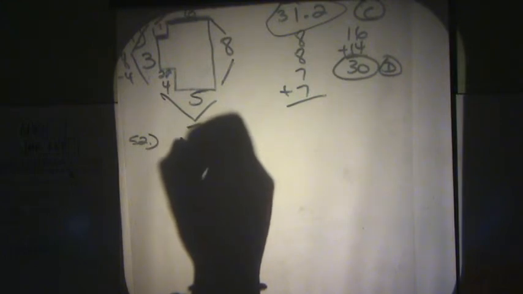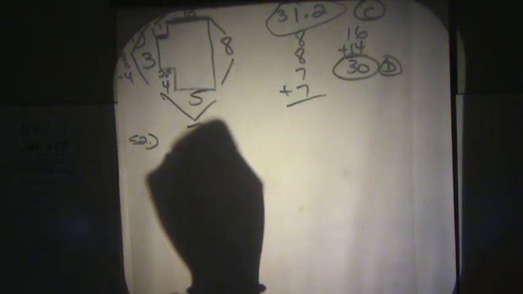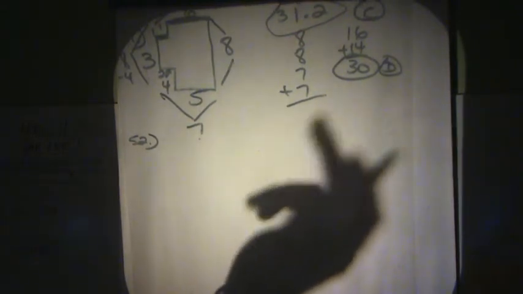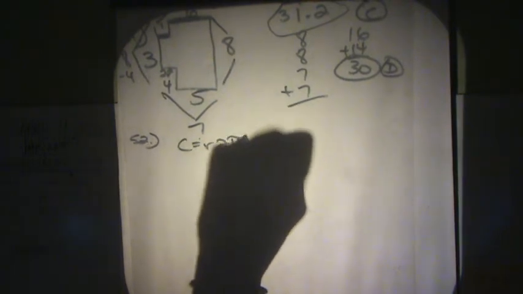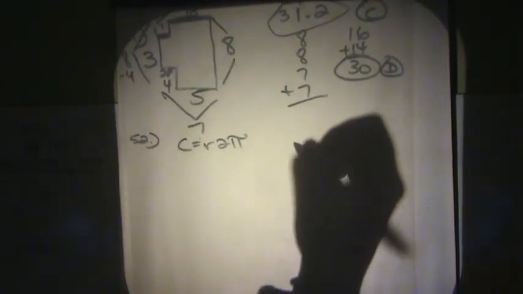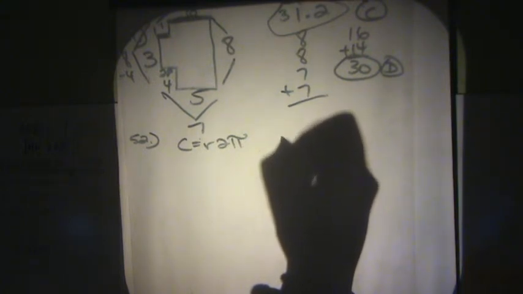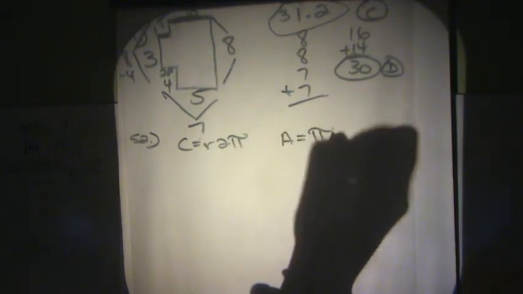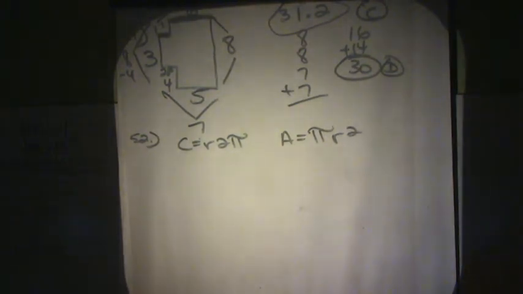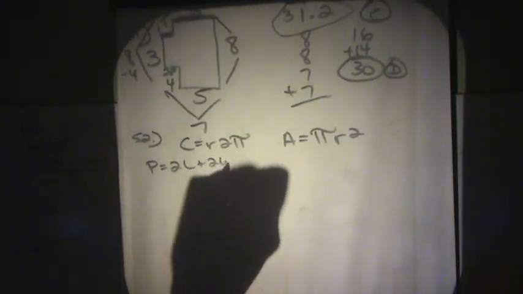Let's see. The circular track has a circumference of 200 pi. So let's do some of those formulas. Maybe you want to write those off to the side on your other piece of paper. So C equals 2 pi r. And then we've got the area of a circle is pi r squared. Then we've got perimeter is 2L plus 2W.